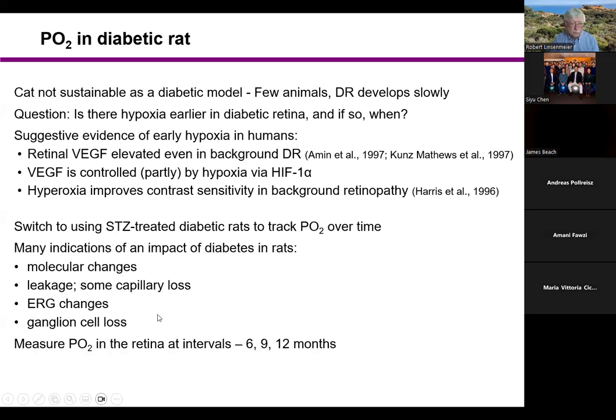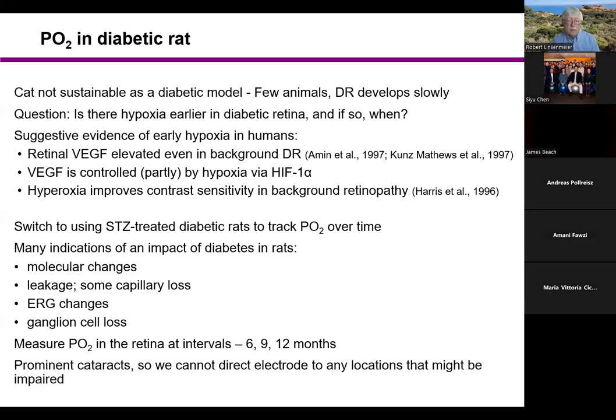So what we were able to do was to then measure the PO2 in the retina in animals with 6 or 9 or 12 months of diabetes. Now, these rats, unlike cats, have very prominent cataracts. So even if we wanted to see in the eye, we would not be able to. So the ERGs were extremely important in these animals in being able to tell where we were in the retina. And we couldn't direct the electrode to any particular location. We had to just take what we got.